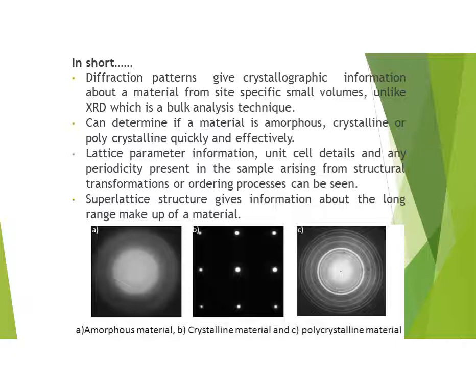The first diagram is from amorphous material, and you see a hazy picture with no clear circle of the crystals. But in the second picture, you see the clear spots of atoms that are present in the single crystal. And the third is the picture of polycrystalline material that gives us concentric circles, from where it is clear that the material used is polycrystalline.